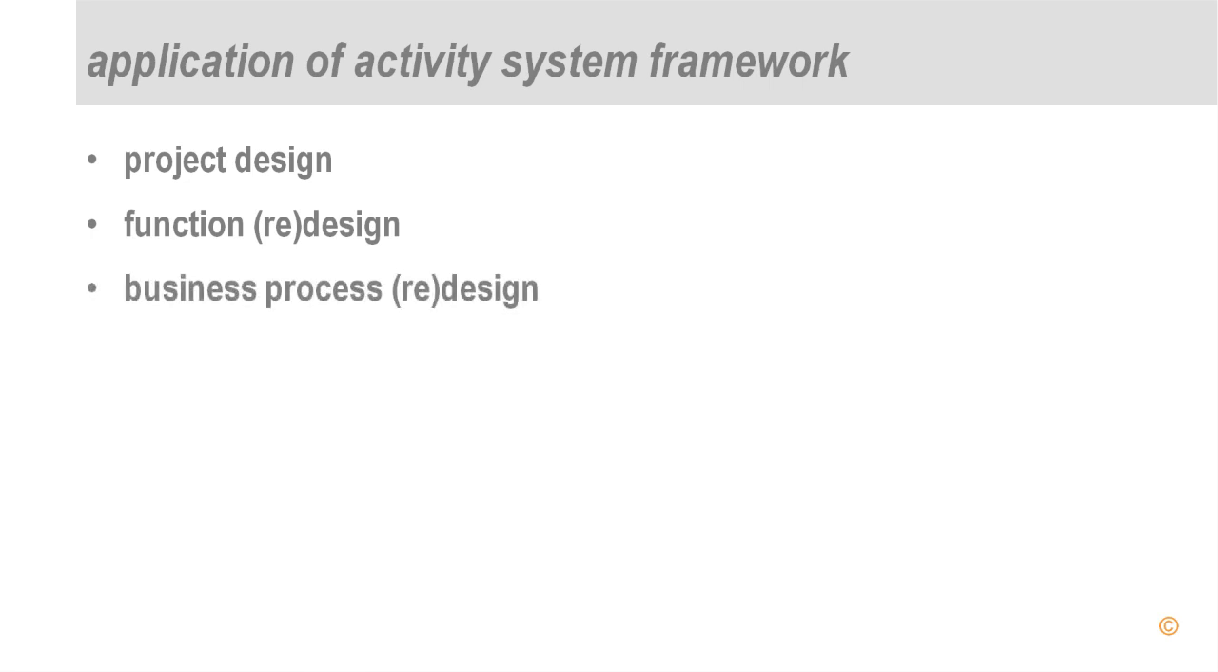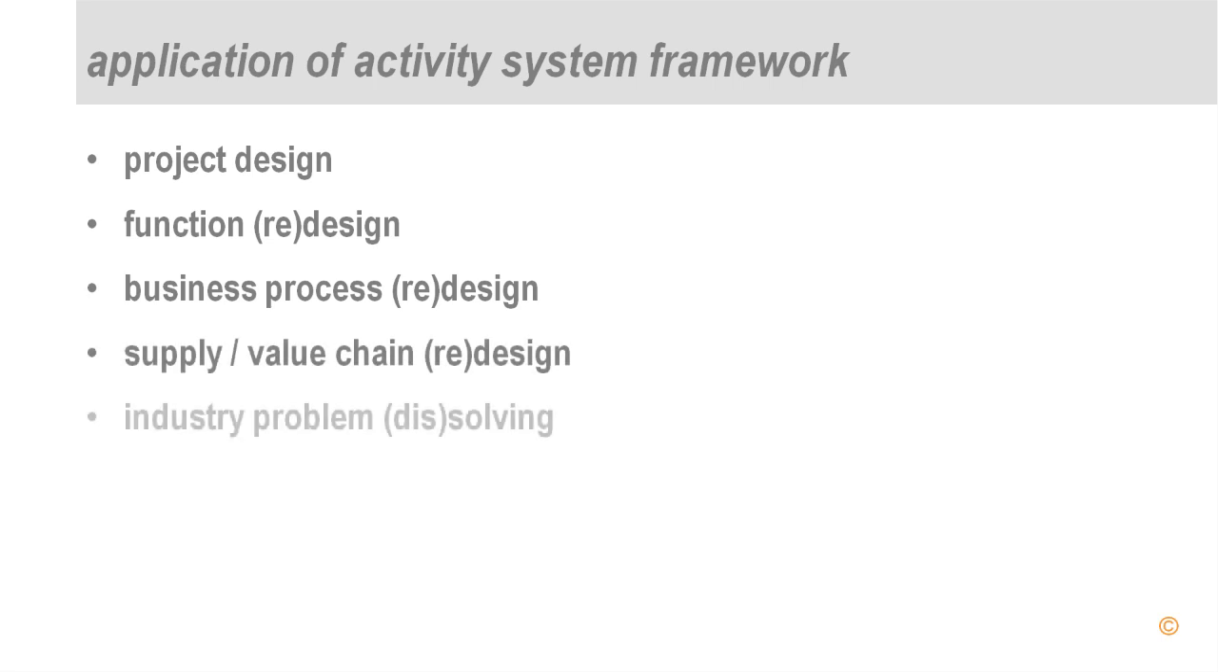Where is that framework applied? First of all, for project design, for functional redesign. We can use it for business process redesign, for the redesign of supply and value chains, and also for industry problem dissolving if we use the supply chain as the basis for identifying problems and resolving them. Another framework is that of entity system redesign.